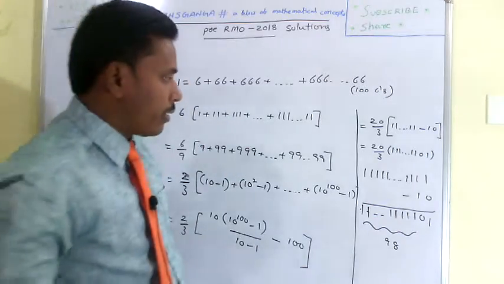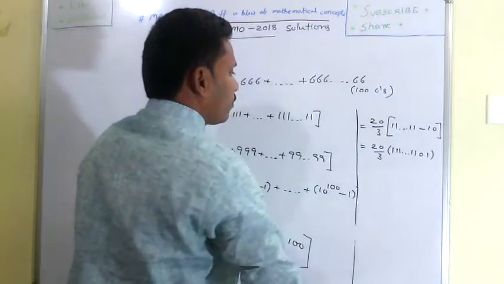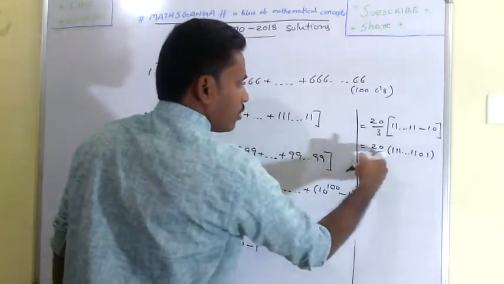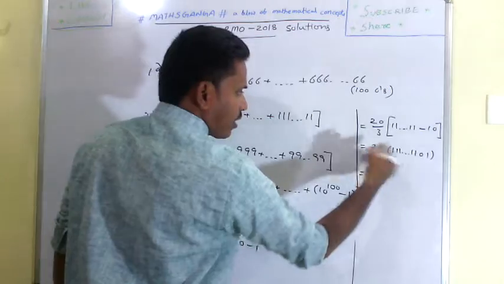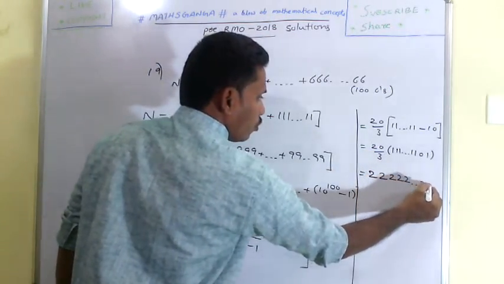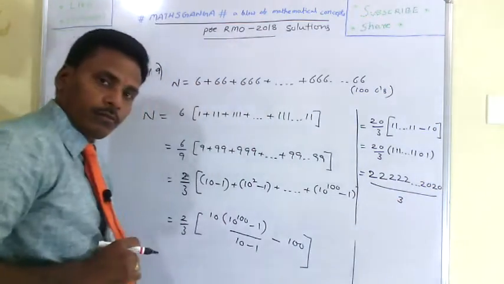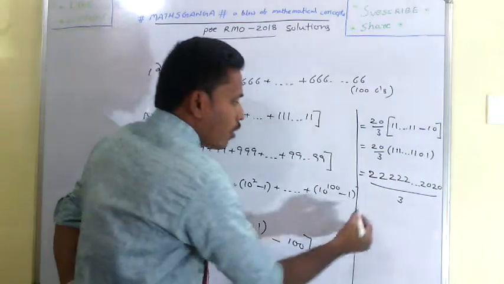Since if you multiply by 20, then it becomes like this: the 0 comes to the last, and then we are multiplying by 2, giving 2, 2, 2, 2, 2, 2, like that, 2, 0, 2, 0, divided by 3 is your answer. And if you divide by 3, what will you get?